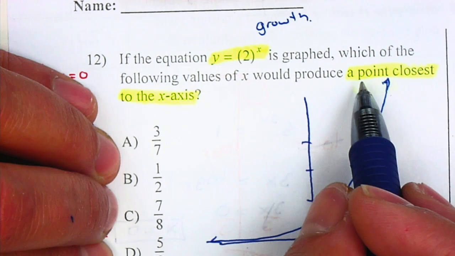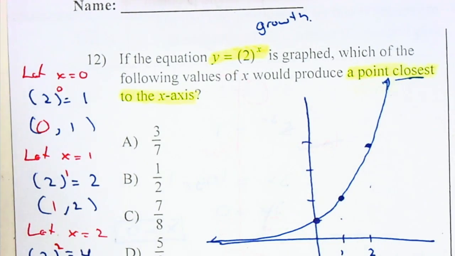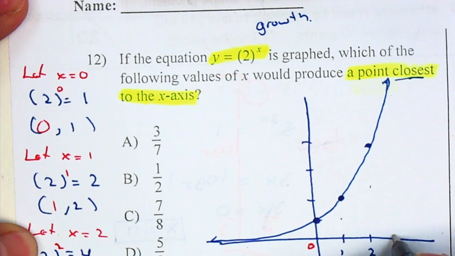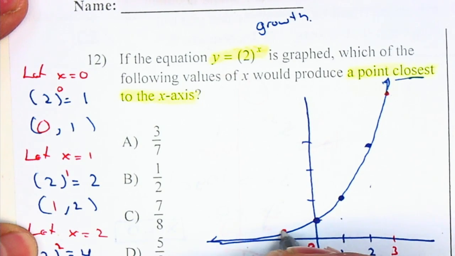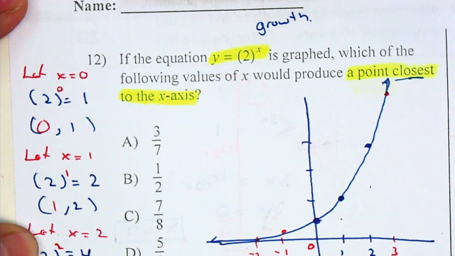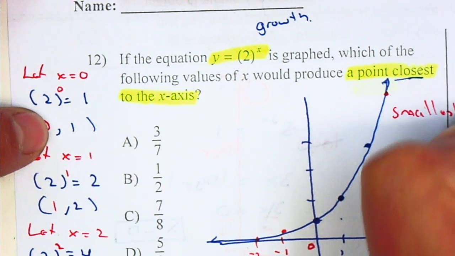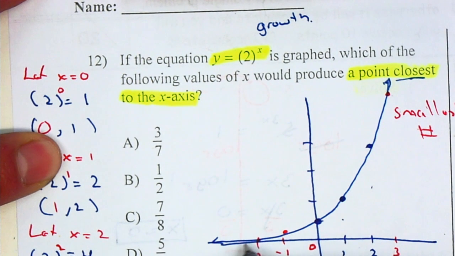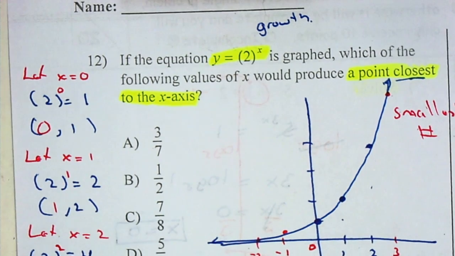The question is asking you which of the following will produce a point closest to the x-axis. So if you plug in a 0, you get this point. Plug in a 1, you get this point. Plug in a 2, you get this point. Plug in a 3, you get this point. Actually, much higher. Plug in a negative 1, get this point. Plug in a negative 2. So we're looking for the smallest number. The smallest number will produce a point closest to the x-axis. As you go further to the left, it gets closer and closer. So you just need to determine which is the smallest number.